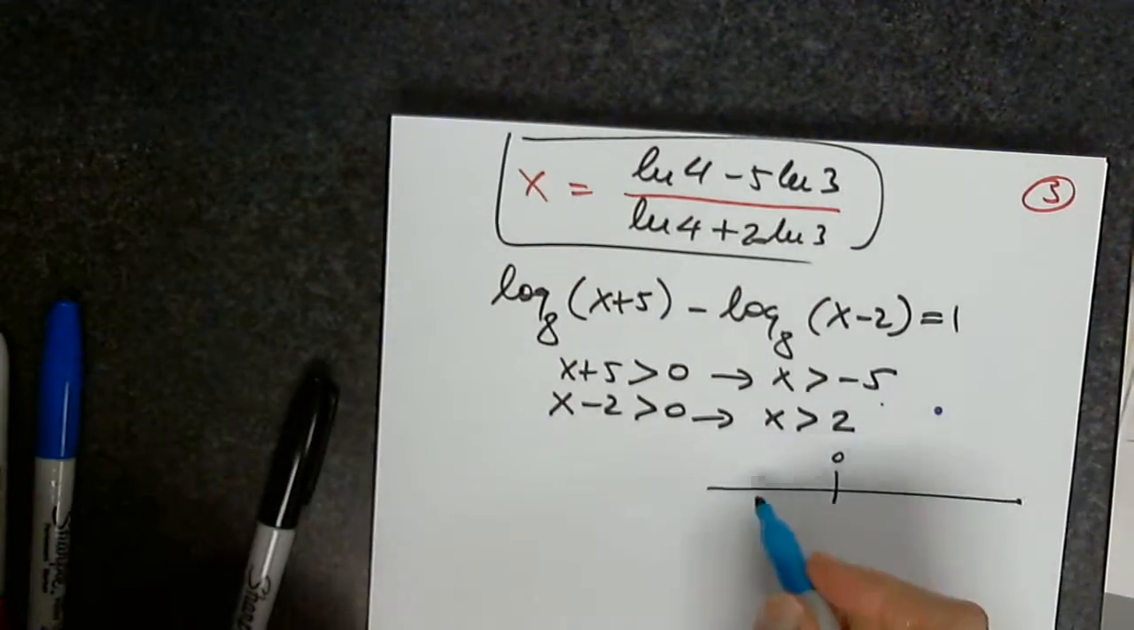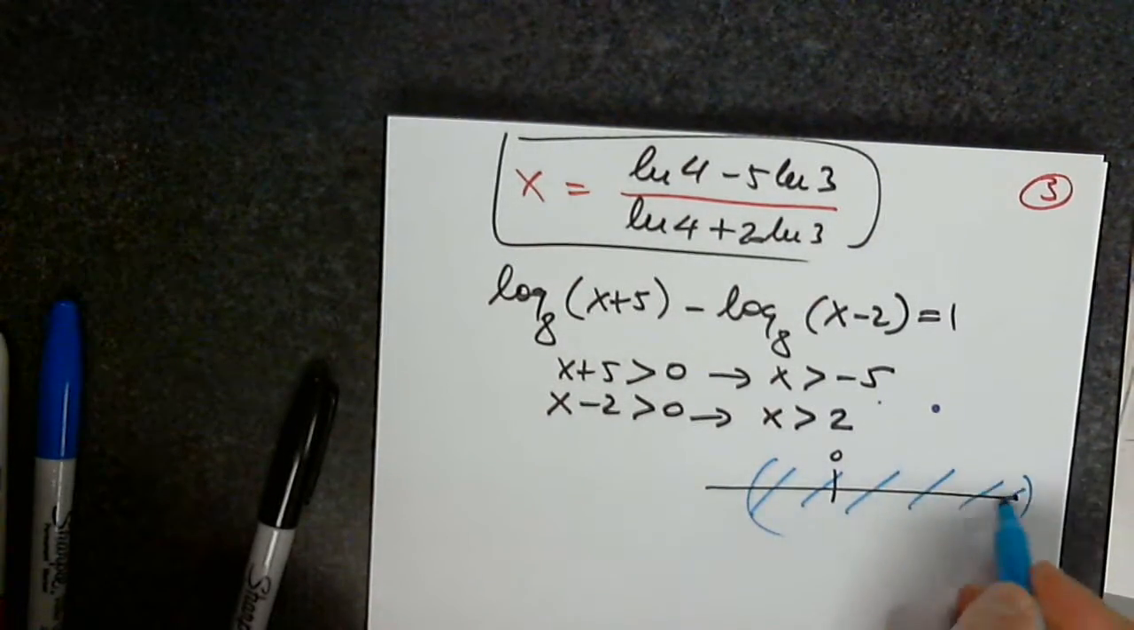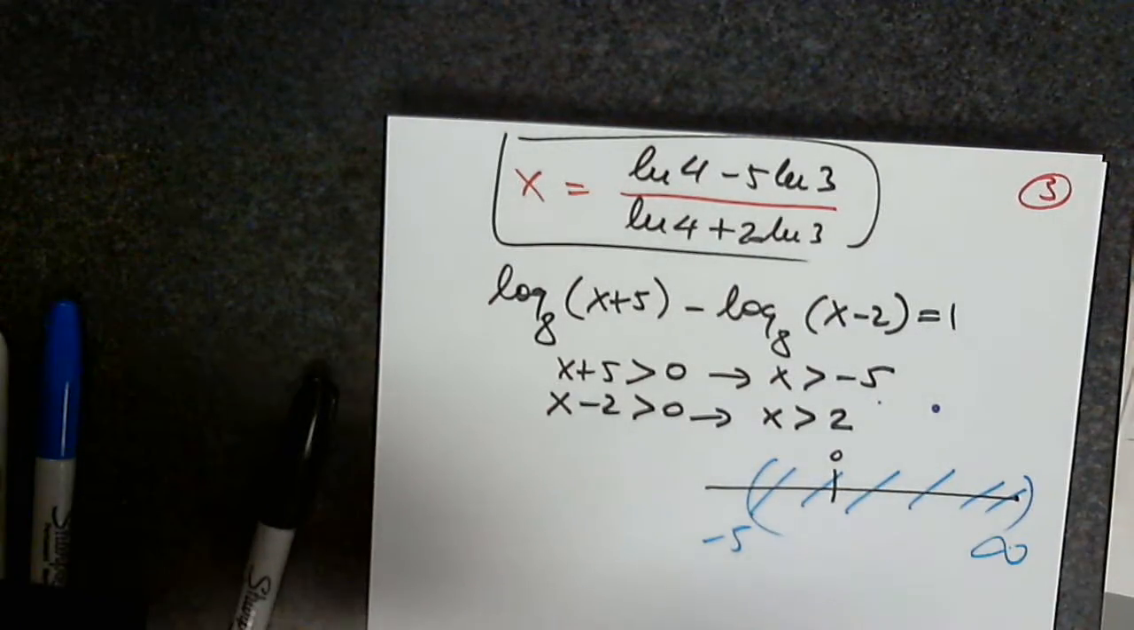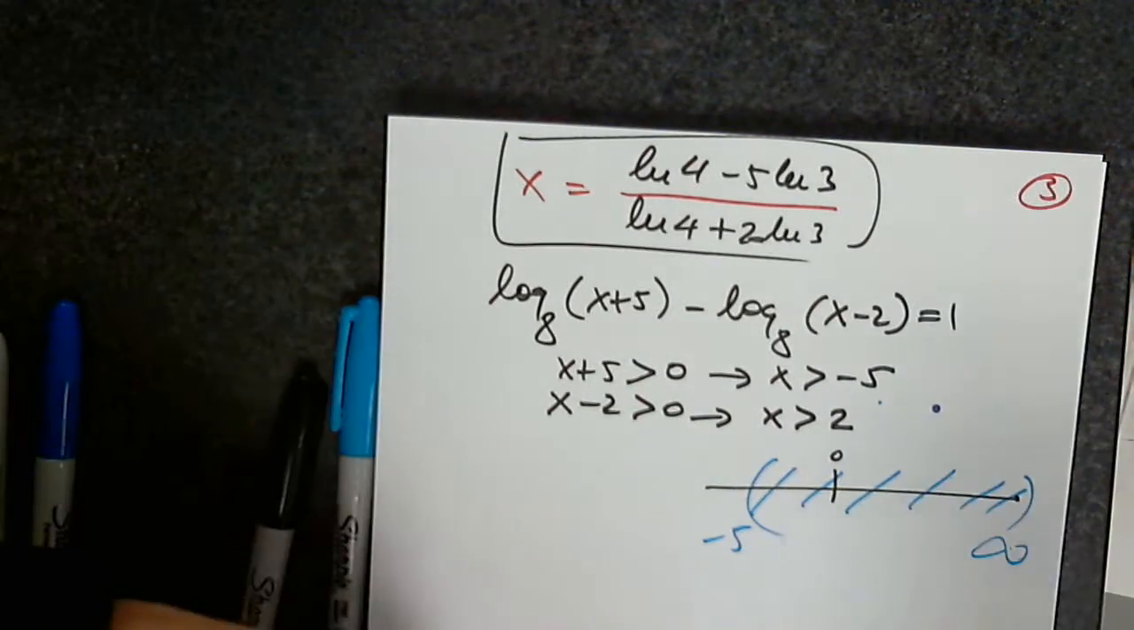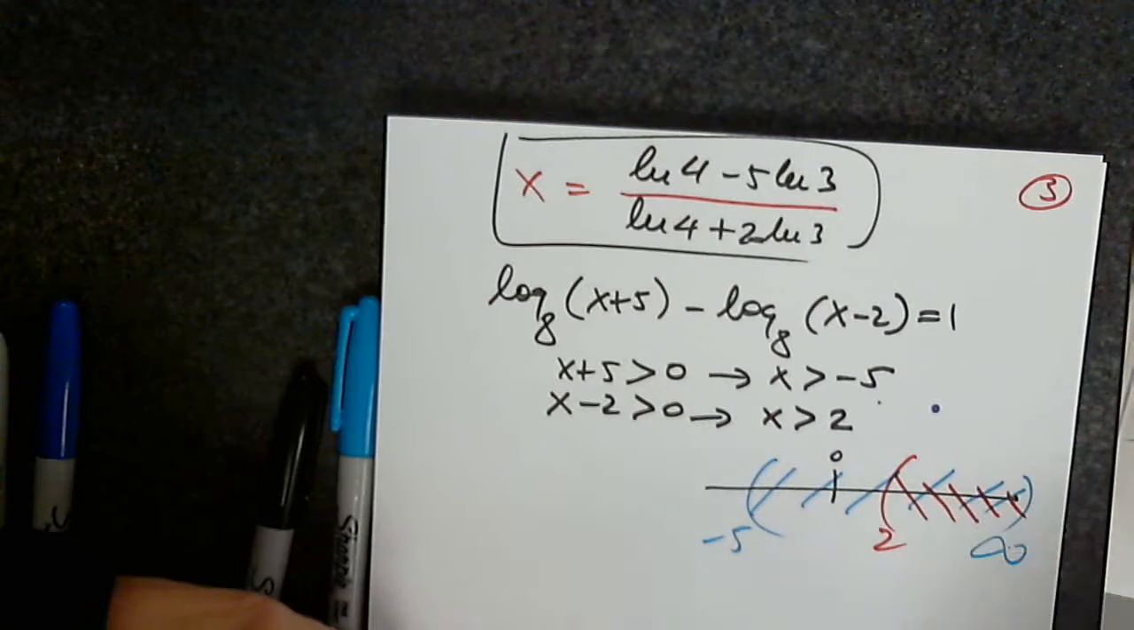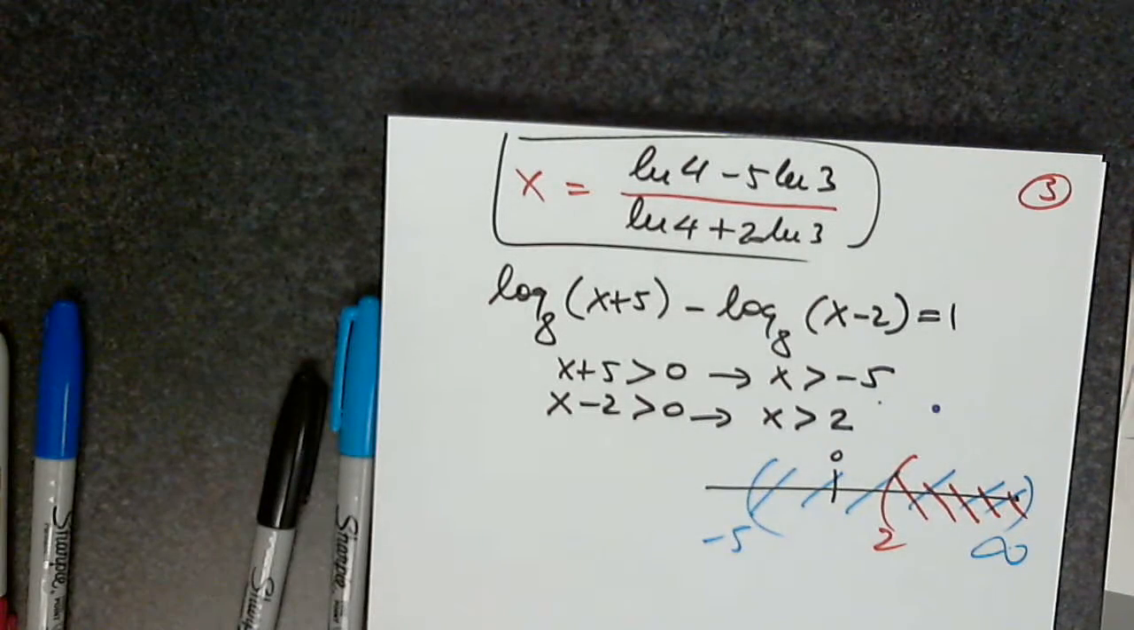So from negative 5 to infinity, and from 2 to infinity. I have to choose where I see both colors, blue and red, because both logs have to exist for the solution I'm going to find, if the equation has any. So where is the overlap?